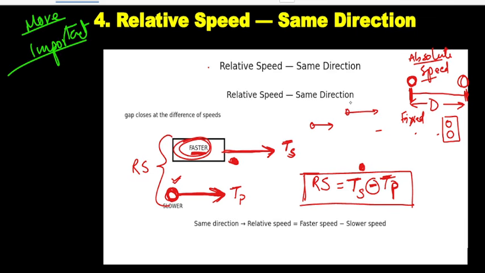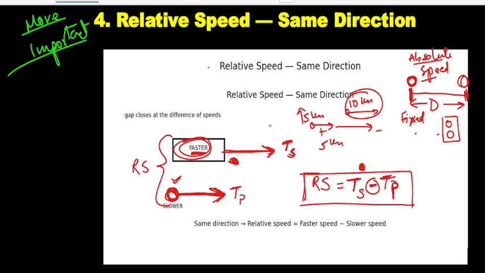For example, if I'm running with a speed of 10 kilometers per hour and you're running with a speed of 5 kilometers per hour, how much speed do you have to increase to catch me? You would say I have to increase my speed further by 5 kilometers, so that 5 plus 5 becomes the speed I'm running with. Got it? So when bodies are moving in the same direction, your relative speed will be the difference between the two bodies. If the bodies are in opposite directions, then your relative speed would be the addition of both the speeds. That will come later.